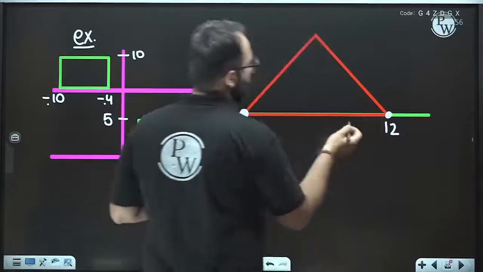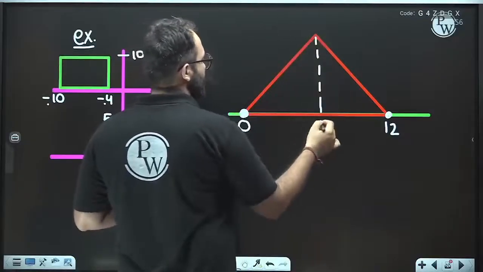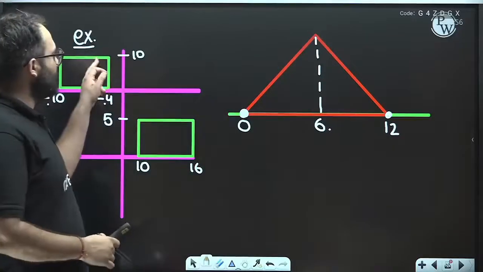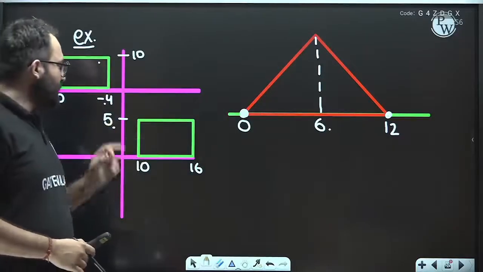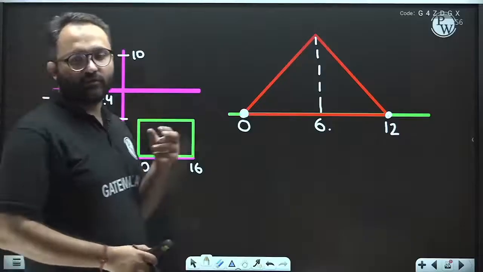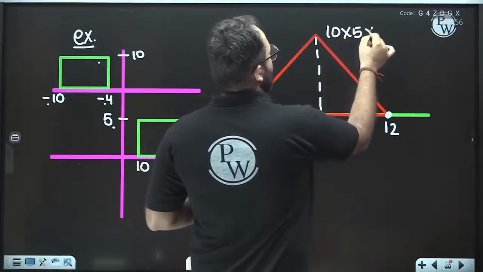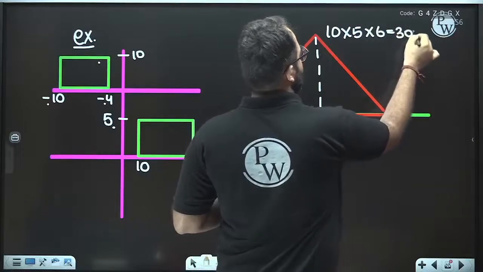So this is the time range. Obviously the maximum is at the center, that is 6. Now what is the maximum value? The maximum value is height of 1, that is 10, times height of 2, that is 5, multiplied by width. 10 into 5 into width, that is 300. So this is the triangle.